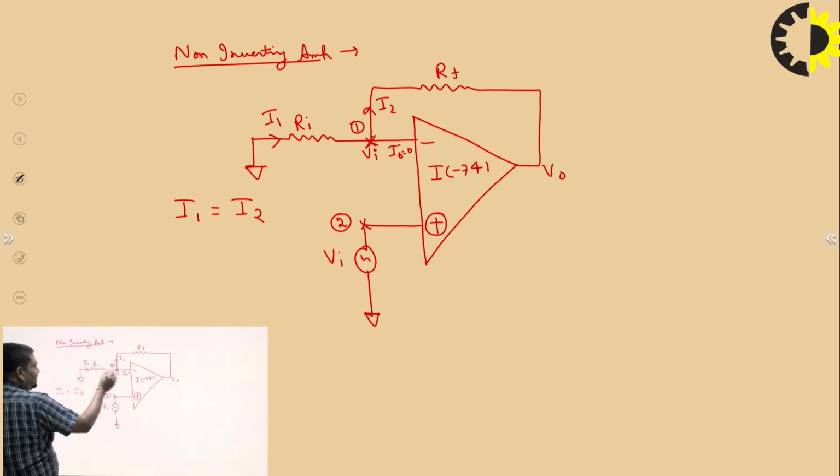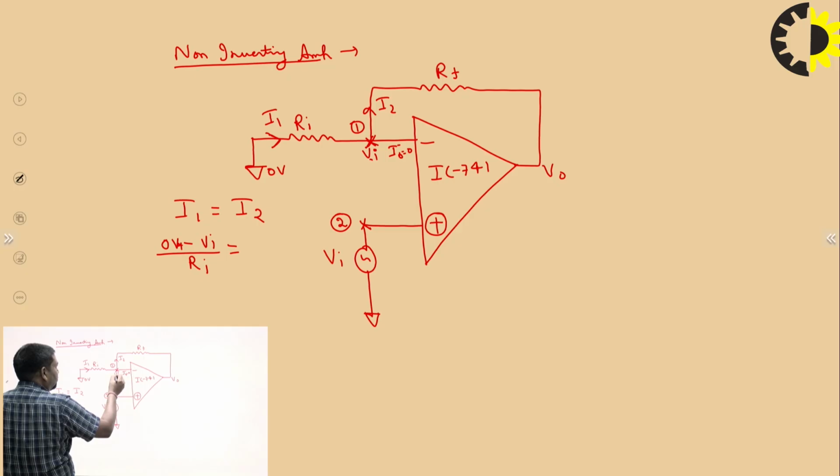How do we calculate I1? I1 is the potential difference upon resistance. So what is the potential difference? We assume the current direction is as shown, so this is the higher potential and this is the lower potential. This is ground, so this potential is 0 volt. So 0 volt minus Vi upon Ri.